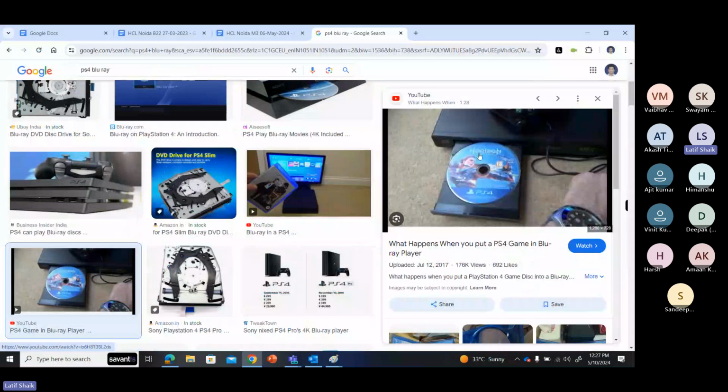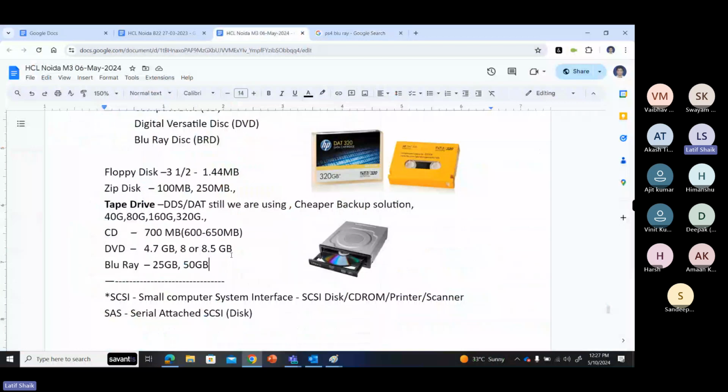They're all Blu-ray discs. The size always looks the same. The density from CD to DVD, and DVD to Blu-ray, is different.